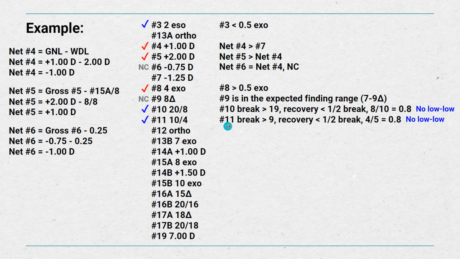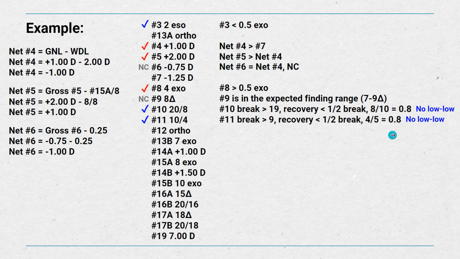So you get their fractions. For number 10, the given is the numerator, 8, and the expected is 10. So 8 over 10 is equals to 0.8. And then for number 11, the given numerator is 4 and the expected is 5. So 4 over 5 is equals to 0.8.